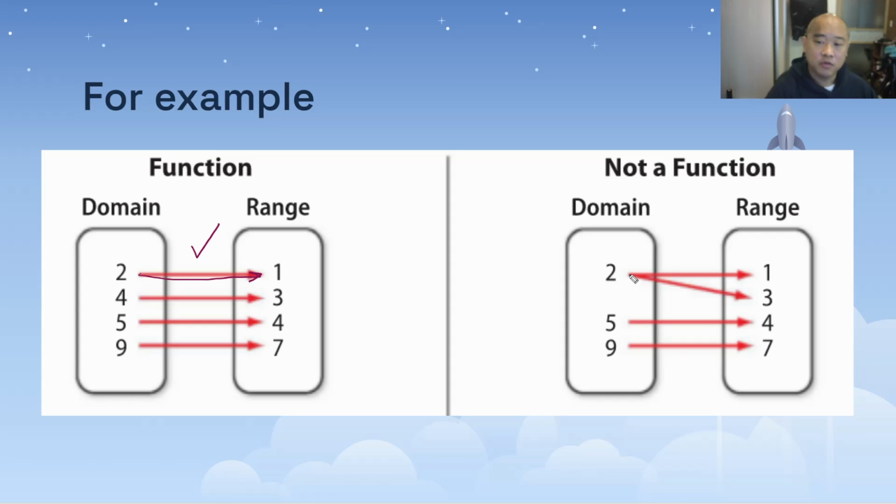But here we have a domain value of 2 and a range value of 1, and then a range value of 3. So this cannot be a function, because it's not possible to put 2 into a function and get out a different value. There can only be one value.